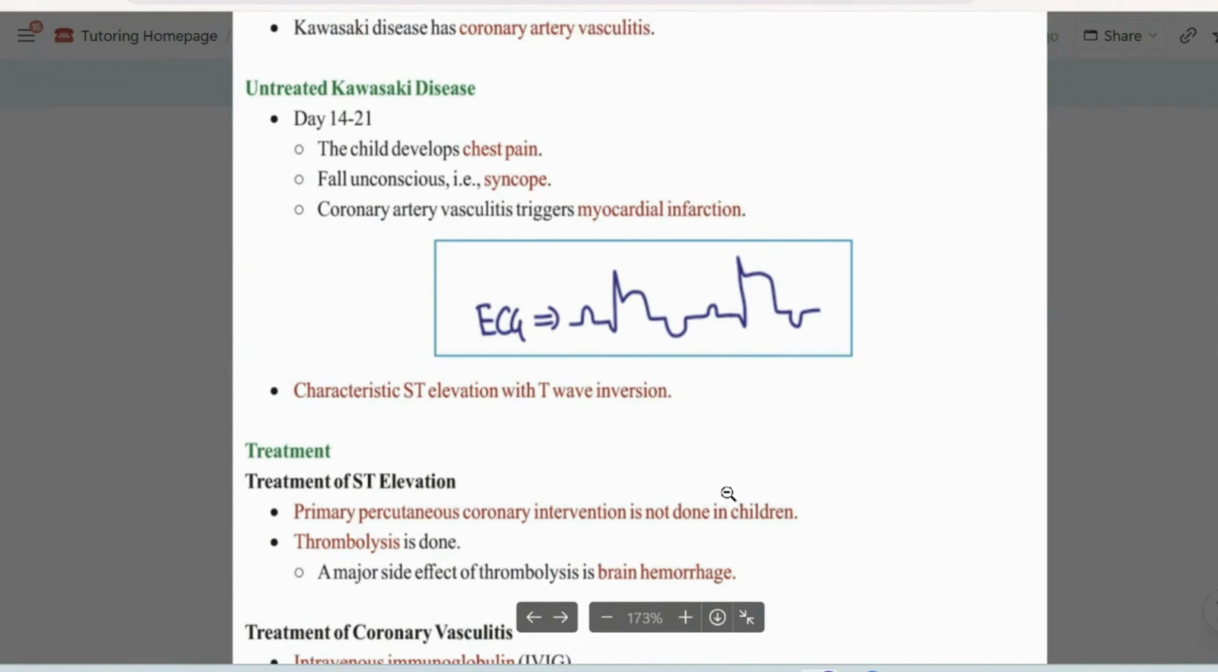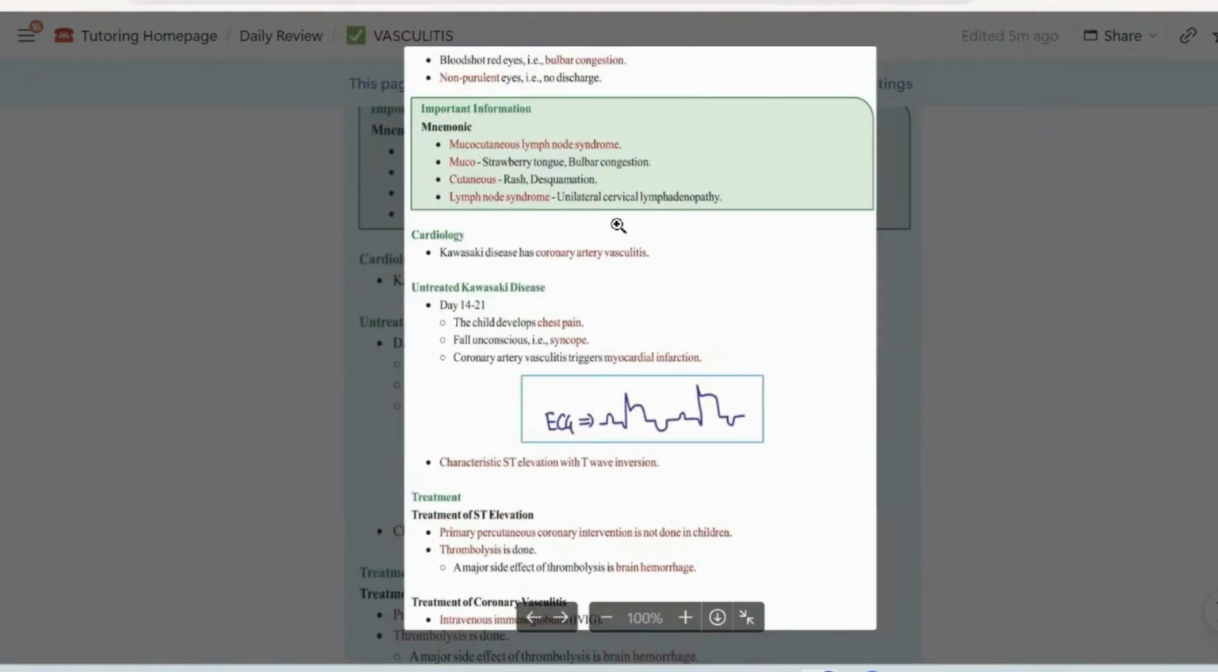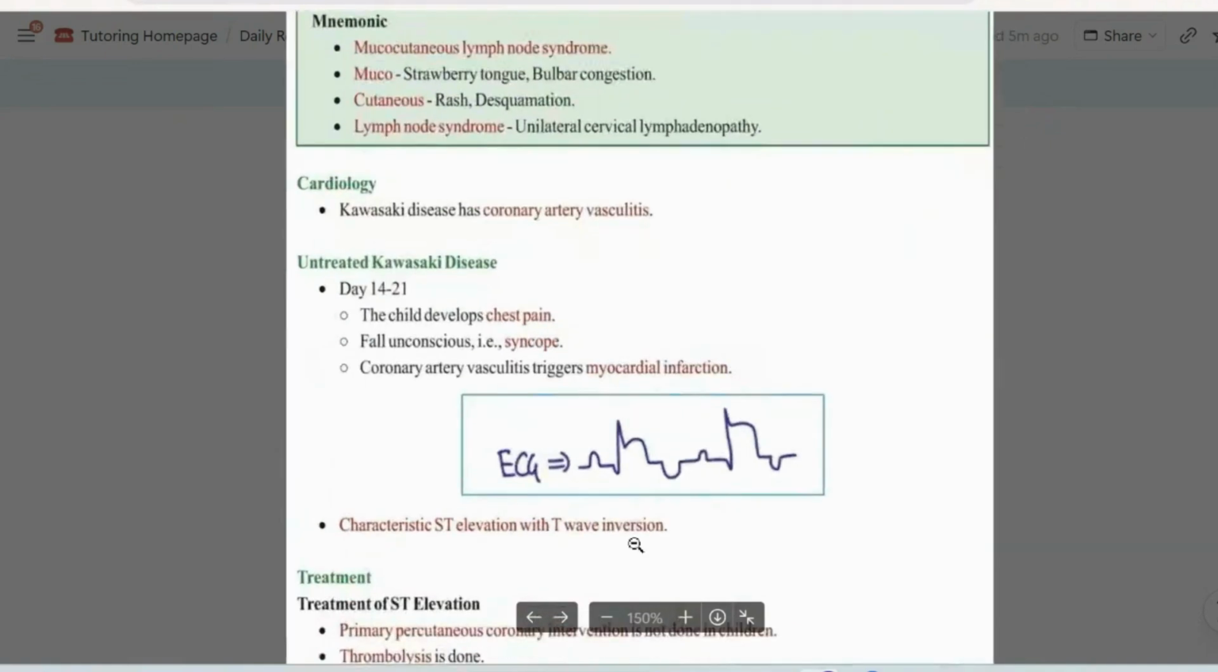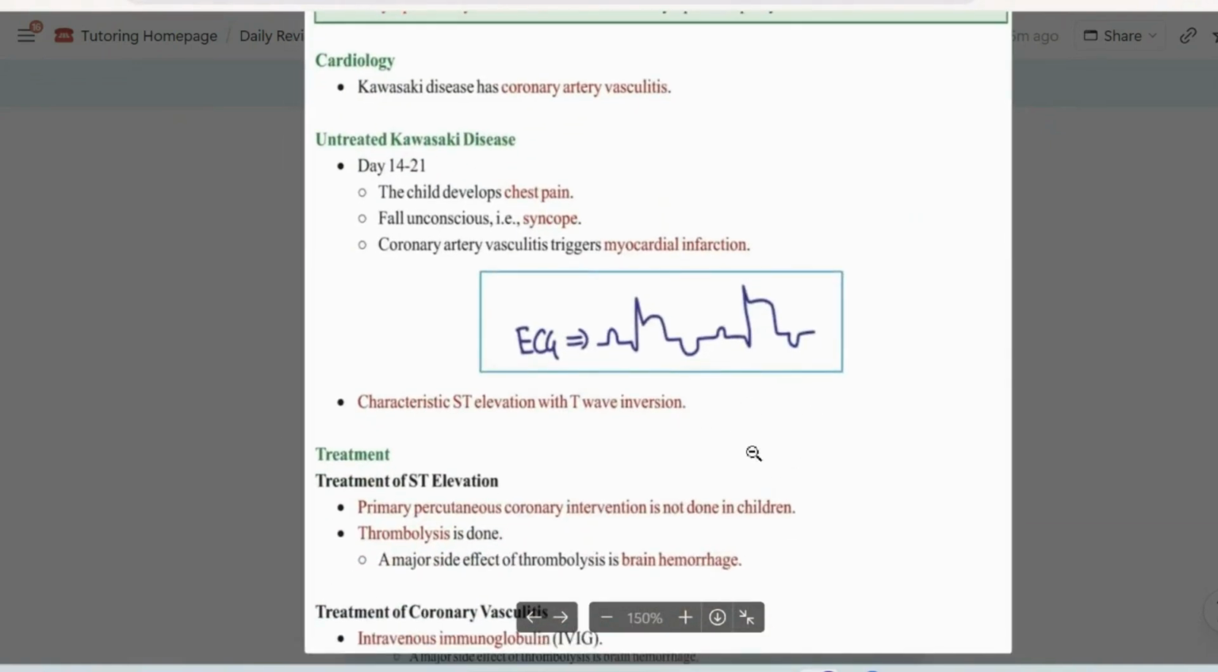Now, what are you going to do for these guys? So the treatment is just as important at this point as it was earlier, right? Now, first of all, you cannot do a PCI, right? You cannot do a percutaneous coronary intervention in children, because first of all, you don't really have a thrombus. Okay. Forcefully opening that vessel is not going to help. What seems to be helping is that thrombolysis can be done.